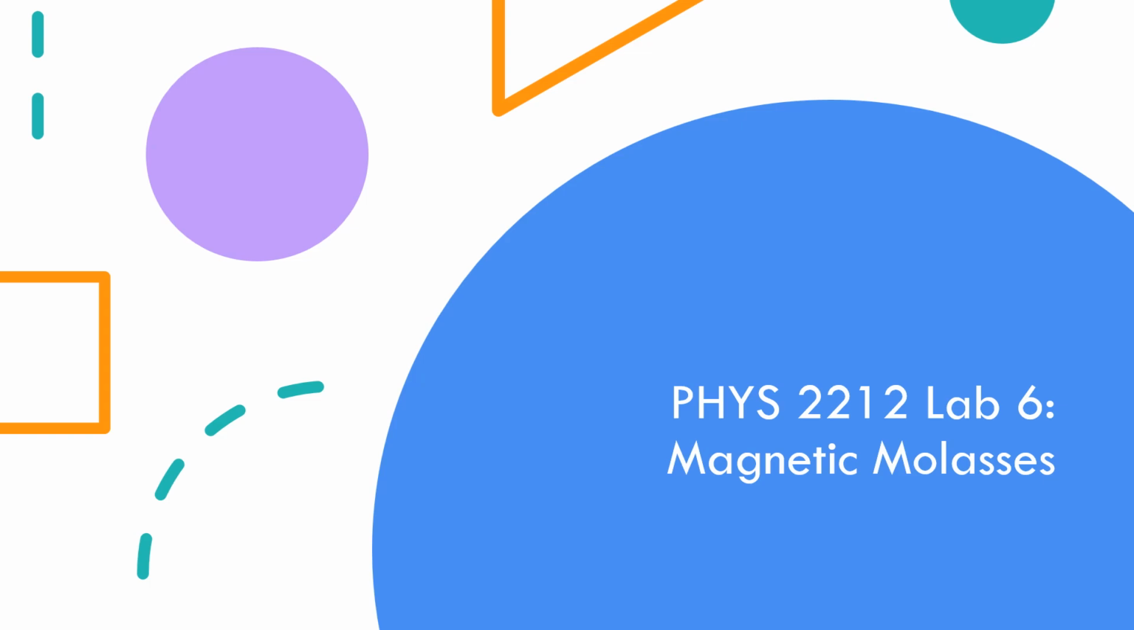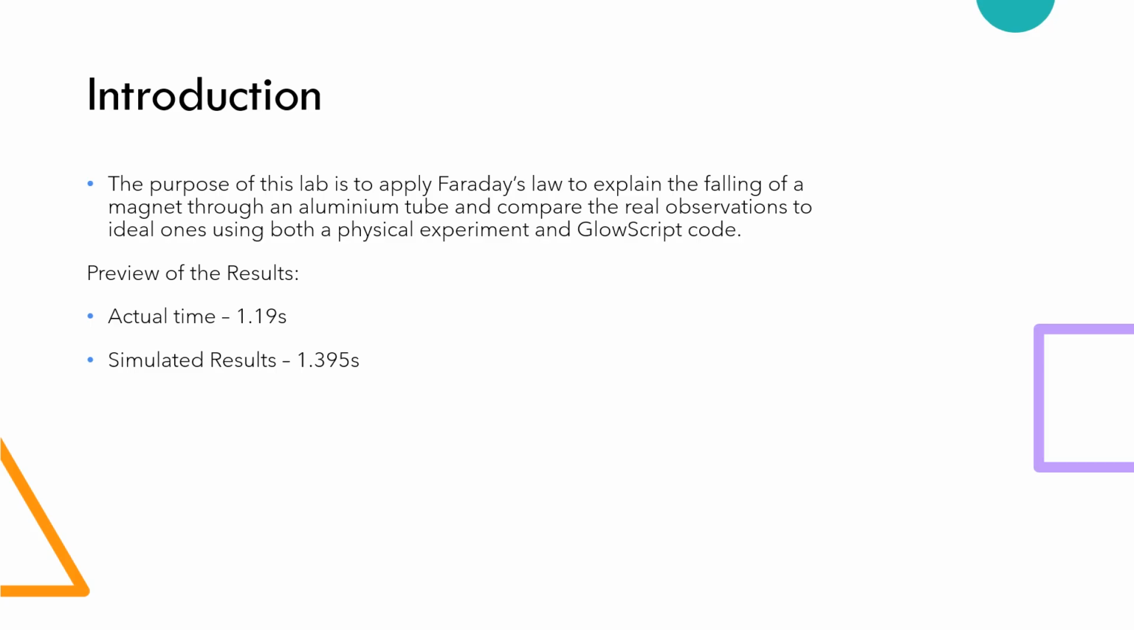Physics 2212, Lab 6, Magnetic Molasses. Introduction. The purpose of this lab is to apply Faraday's law to explain the falling of a magnet through an aluminium tube and compare the real observations to ideal ones using both physical experiments and GlowScript code.